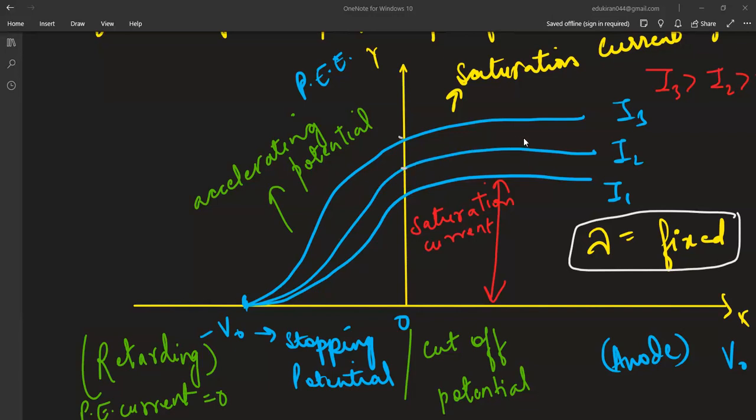But again, it will reach a maximum value, which we call the saturation current. Same thing like this. All right. So there is a retarding potential for which the value of photoelectric current becomes zero, which we call the stopping potential. You call it the cutoff potential also. All right. This was the second graph that was concluded.